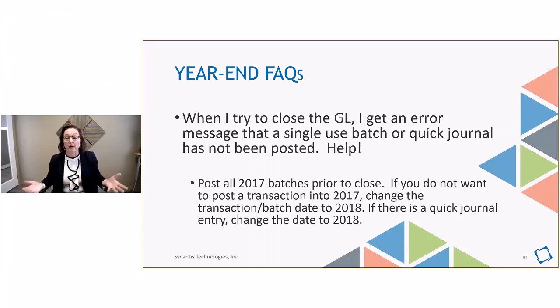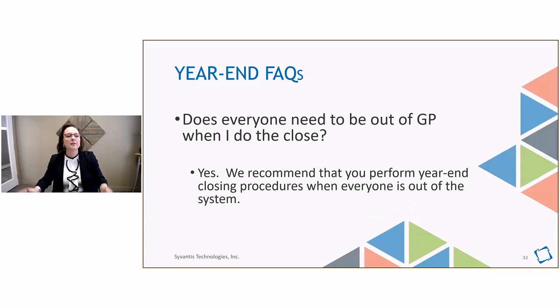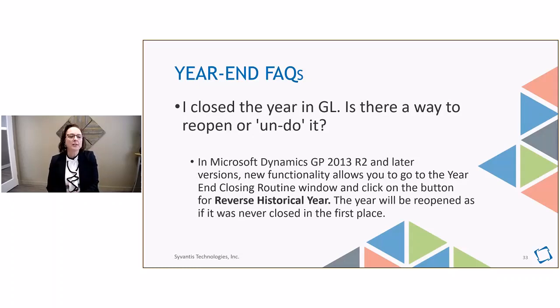Now this will apply throughout the system, including quick journal entries, which not many people use, but if you do, you need to go ahead and change the date and make it a 2018 date on the quick journals as well. Does everyone need to be out before I do the close? Yeah, for sure, and definitely a backup. And I close the year in the GL.